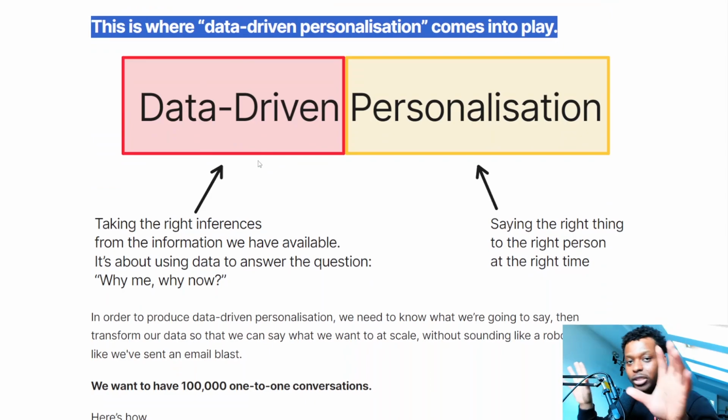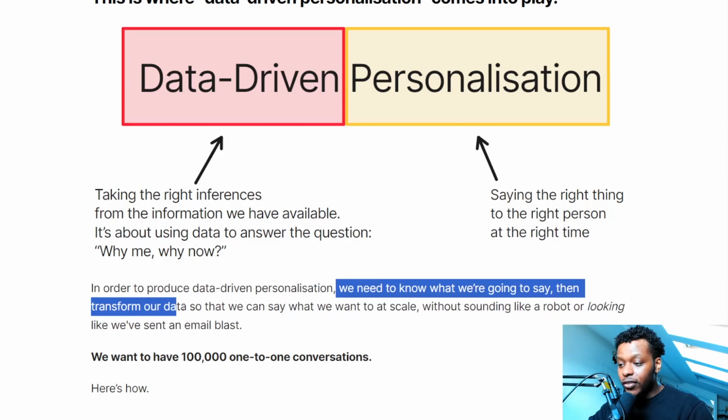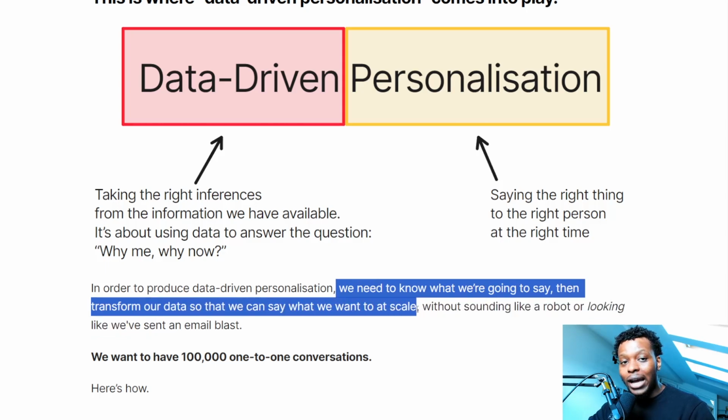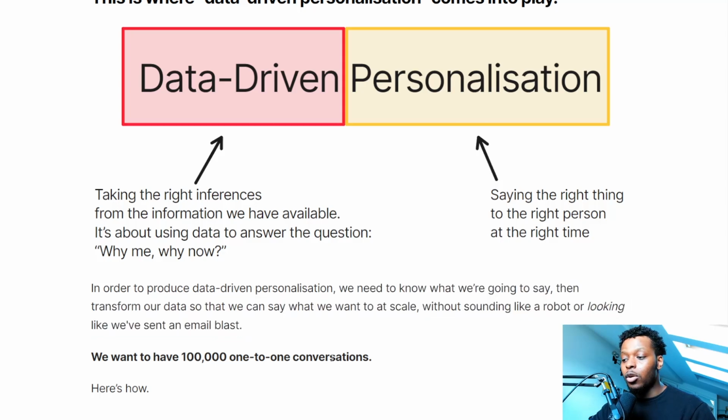Data-driven personalization. So data-driven is taking the right inferences from the information that we have available. It's about using data to answer the question, why me? As in, why are you contacting me and why are you contacting me now? Personalization is saying the right thing to the right person at the right time. And in order to produce data-driven personalization, we need to know what we're going to say, then transform our data so that we can say what we want to at scale without sounding like a robot or looking like we've sent an email blast. We essentially want to have 100,000 one-to-one conversations. And here's how.